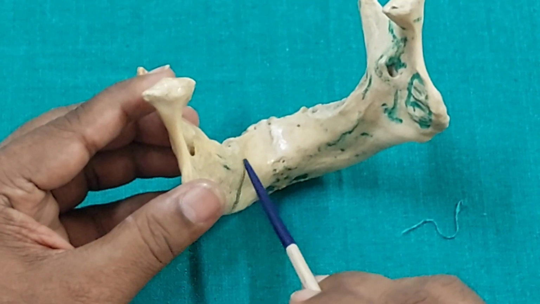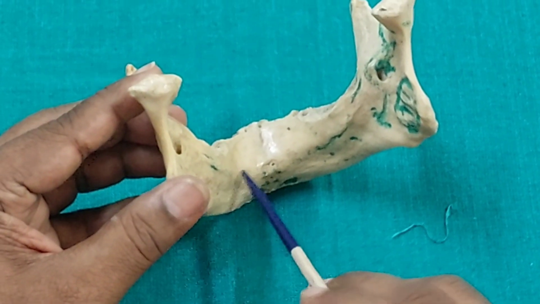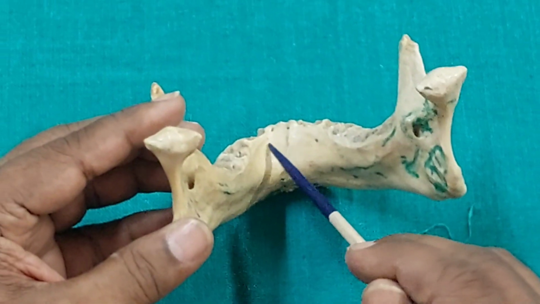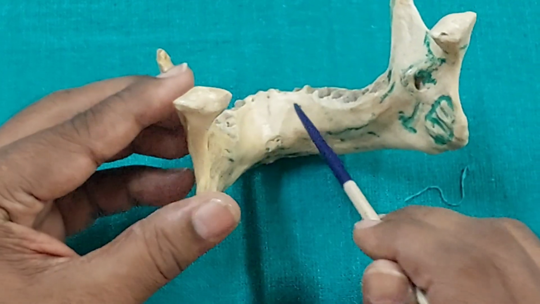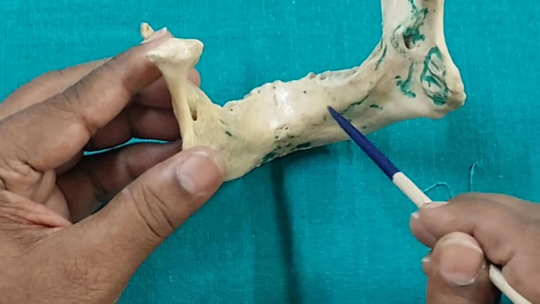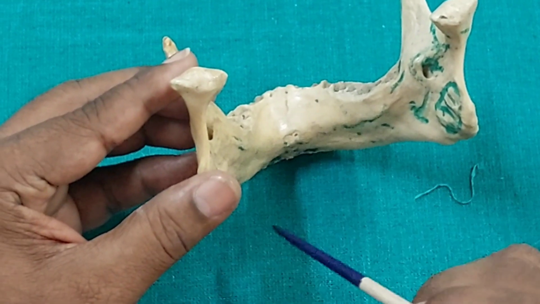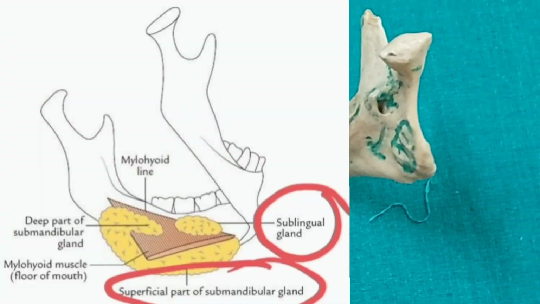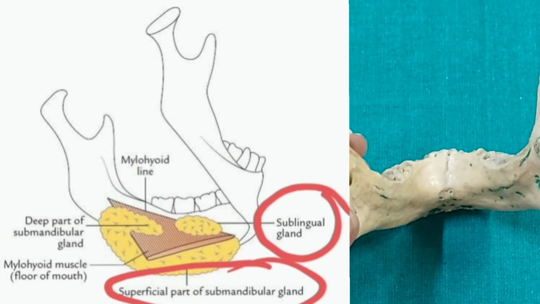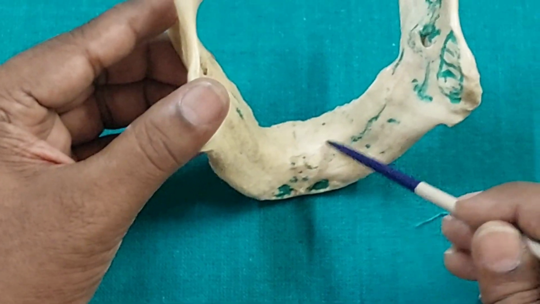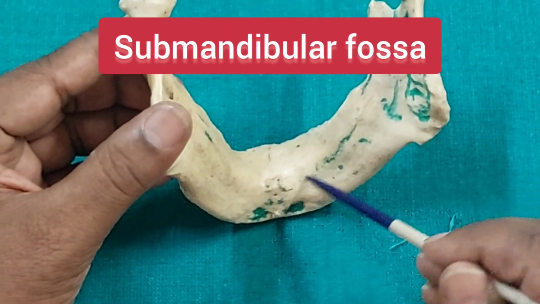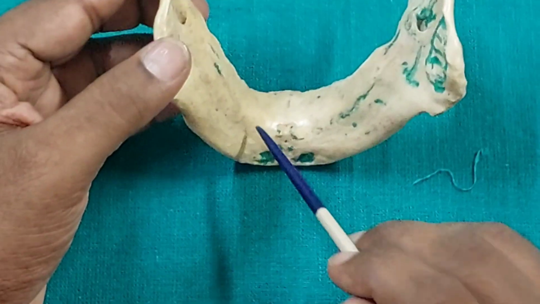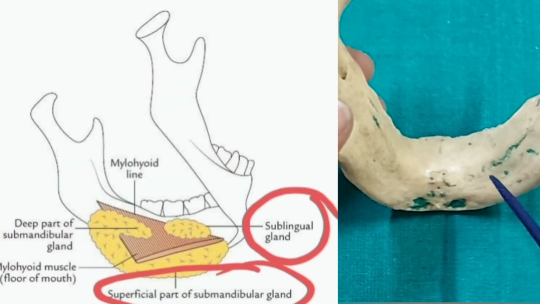You see, this is the mylohyoid line, this is the mylohyoid groove, and this fossa you will get above this line. This smooth triangular fossa is the sublingual fossa. Here the structure is the sublingual salivary gland, and below this line another fossa is there. This fossa lodges the submandibular salivary gland.